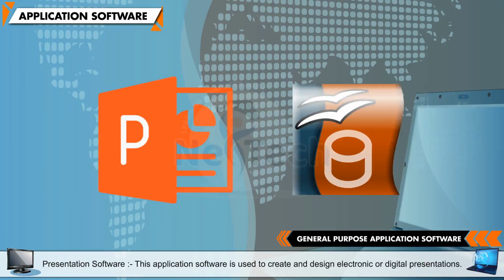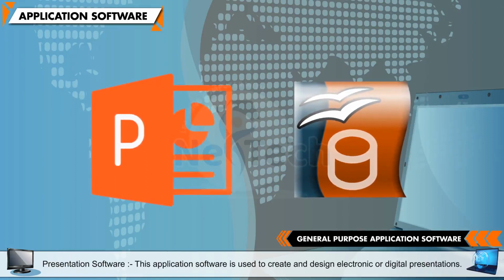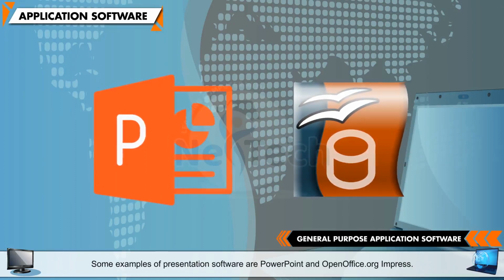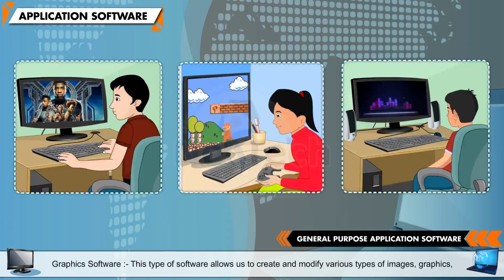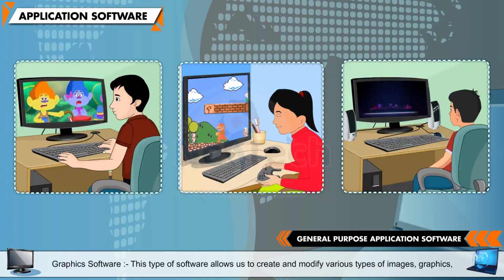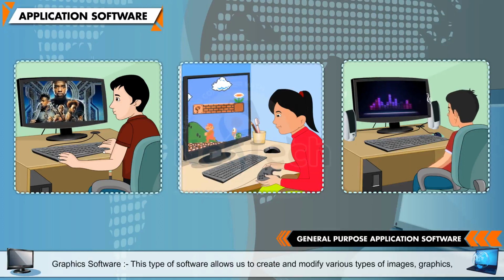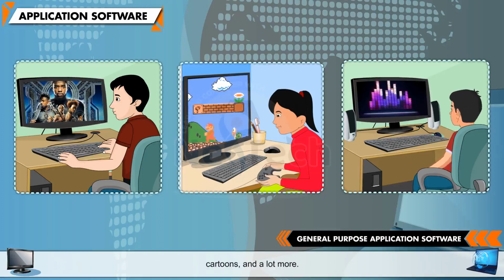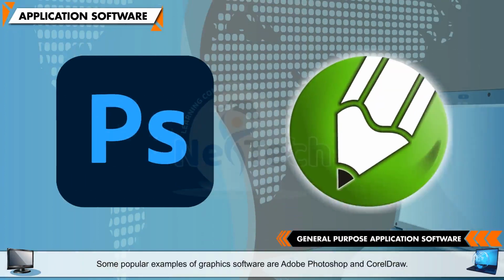Presentation software. This application software is used to create and design electronic or digital presentations. Some examples of presentation software are PowerPoint and OpenOffice.org Impress. Graphics software. This type of software allows us to create and modify various types of images, graphics, cartoons, and a lot more. Some popular examples of graphics software are Adobe Photoshop and CorelDRAW.